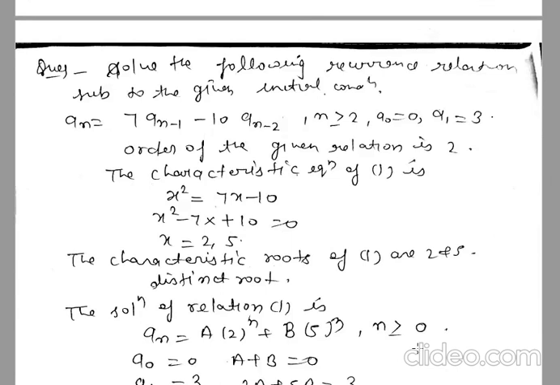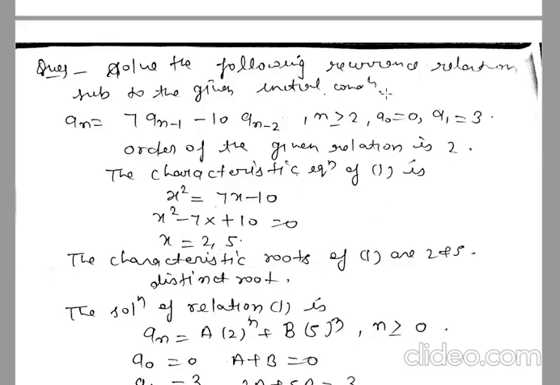So there is an example here. Solve the following recurrence relation subject to the given initial condition. This is always asked as an 8 marks question in your final semester exam. So prepare this question, and there are 2-3 more questions. We will solve those questions by the same method. So guys, try to understand this question and its solution.